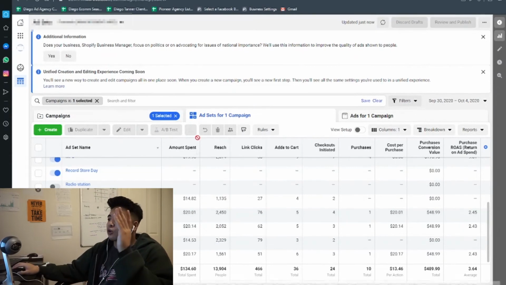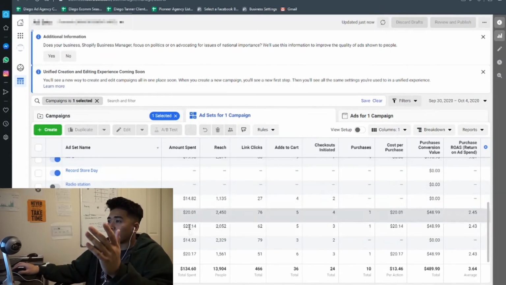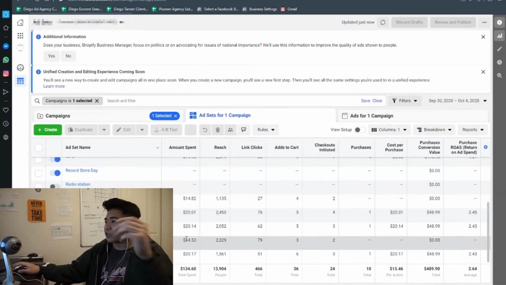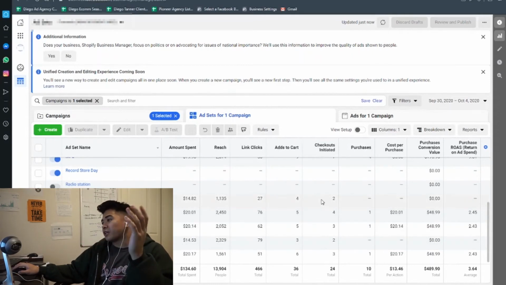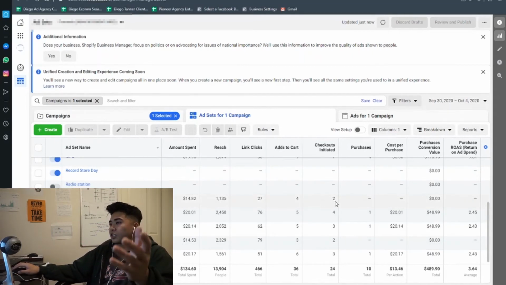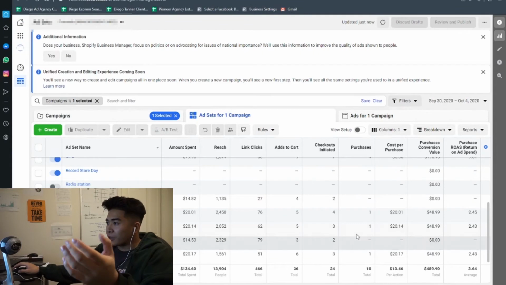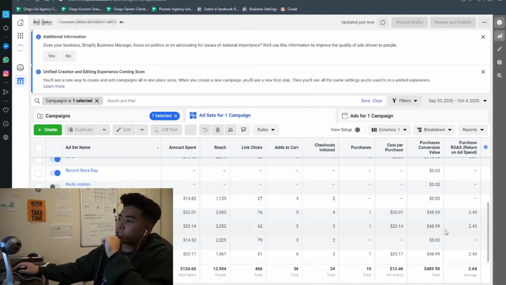not profitable. So if you look at this one right here, amount spent, $15, and it got nothing, despite the fact that it had some add to carts and initiate checkouts, I would still go ahead and kill it. But yeah, you can kind of see that the ROAS were dropping here.